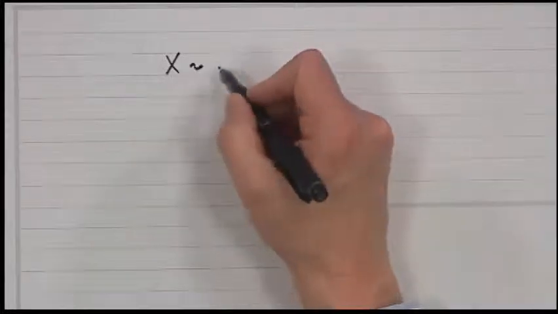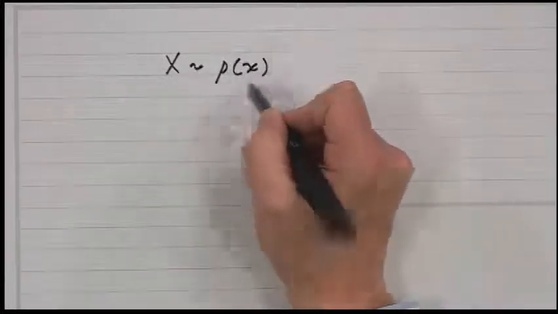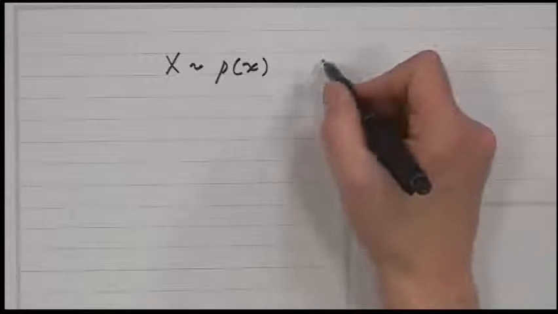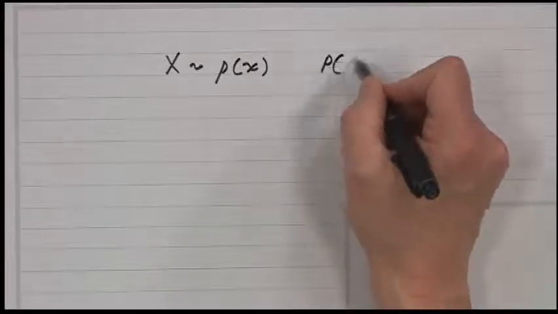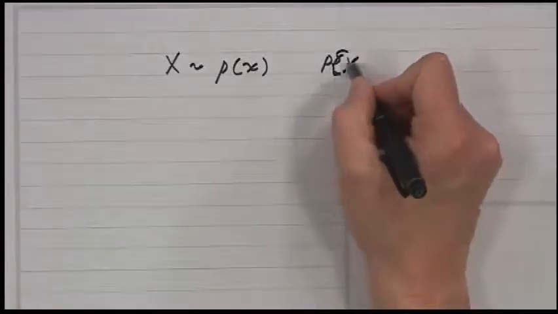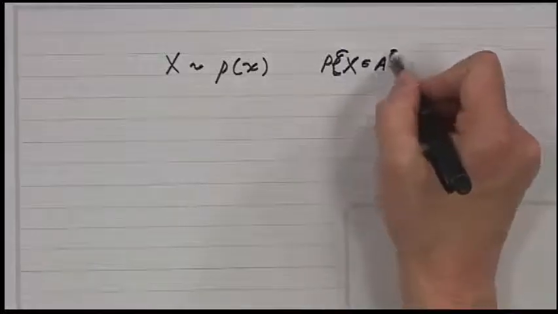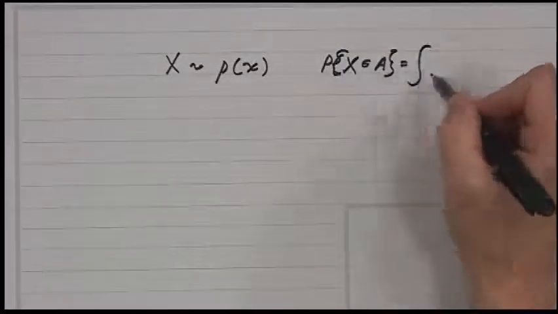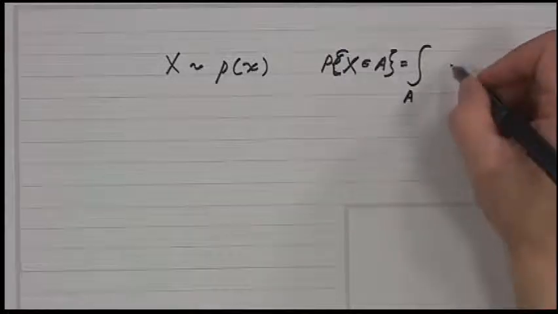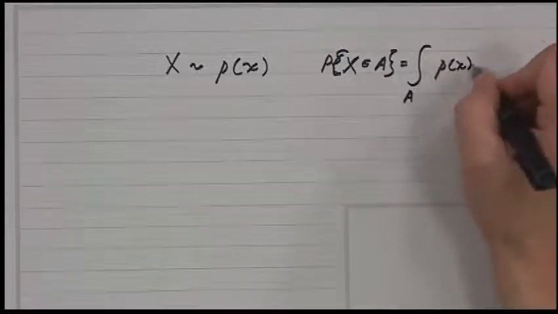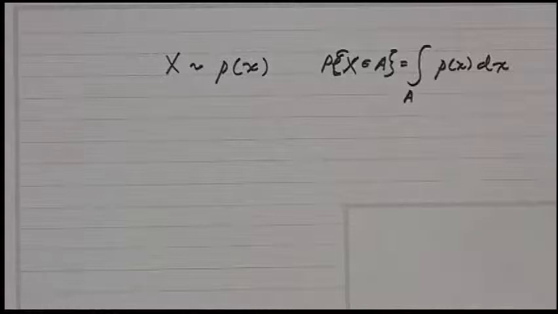So one thing that's kind of interesting is that if x is a random variable, and let's say it has some density function, p of x, so that the probability that x is a member of A is equal to the integral over A of p of x dx, right?